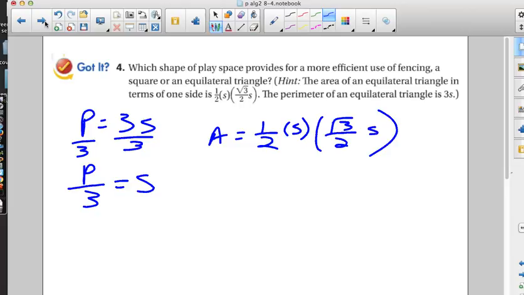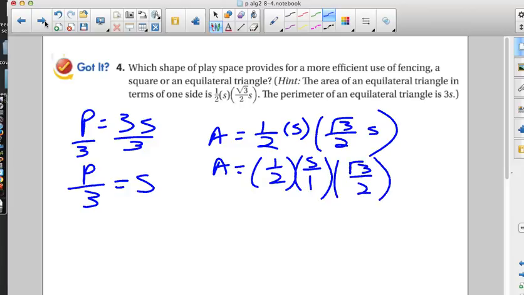So here's what we're going to do. We're going to make everything there a fraction, and then we're going to multiply top times top times top, bottom times bottom times bottom. So 1/2 S over 1, square root of 3 over 2, S over 1. Otherwise, this is going to be a major mess. Across the top, we've got a square root of 3 S squared. And on the bottom, we have a 4. That's the shortcut formula we teach in geometry for the area of an equilateral triangle: square root of 3 over 4 side squared. Now it's going to be easy to work with.